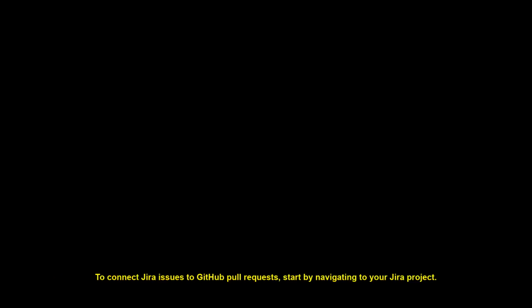To connect Jira issues to GitHub pull requests, start by navigating to your Jira project. Locate the issue you want to link to a GitHub pull request. Copy the issue key from the Jira issue.